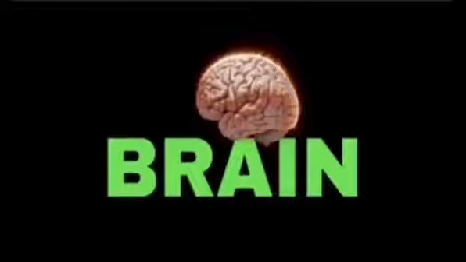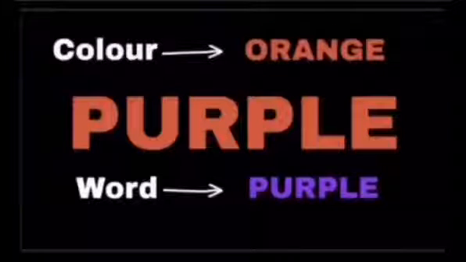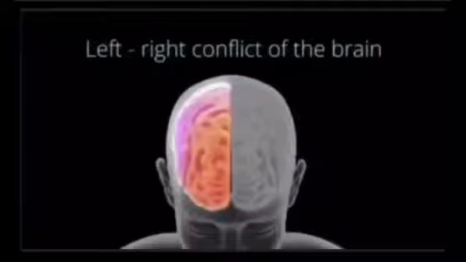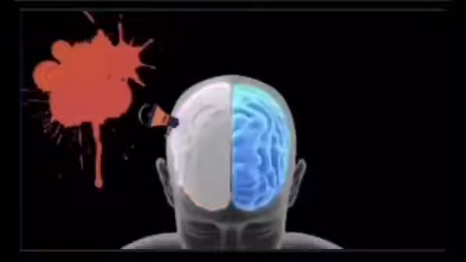Was this confusing? Was your brain put to test? I know it was. So today let's learn about this important organ of our body, the brain. While playing this game, were you accidentally reading the word and not speaking out the color? Don't worry, it's normal. It's called the left-right conflict of the brain.